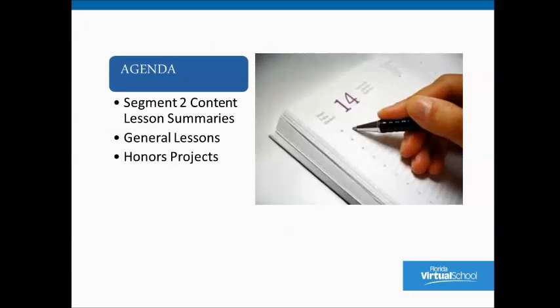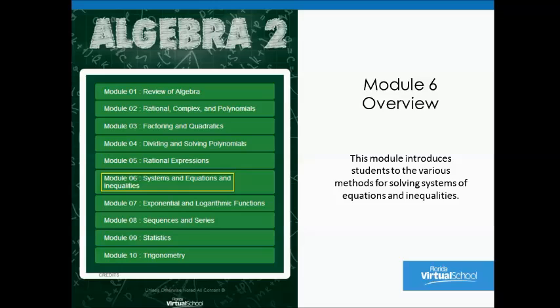We are going to cover Segment 2 content lesson summaries, general lessons, and honors projects. Segment 2 starts with Module 6, Systems and Equations and Inequalities. This module introduces students to various methods for solving systems of equations and inequalities.